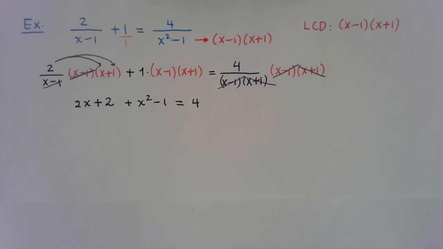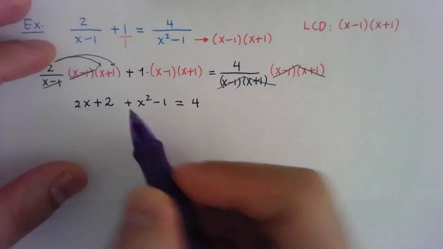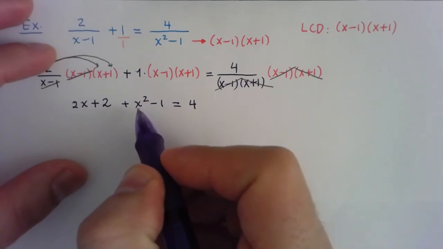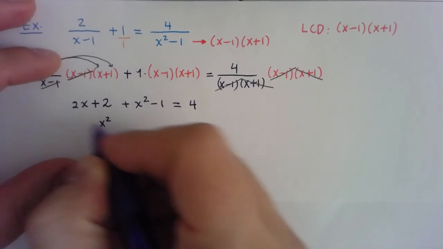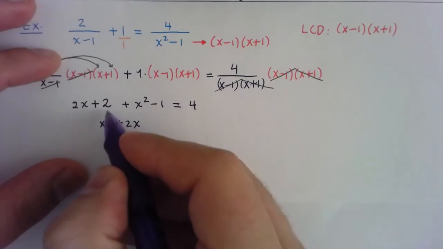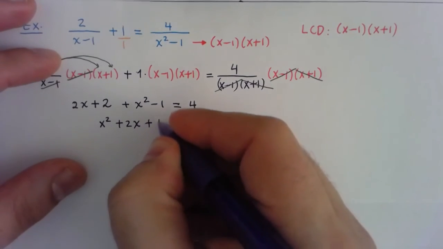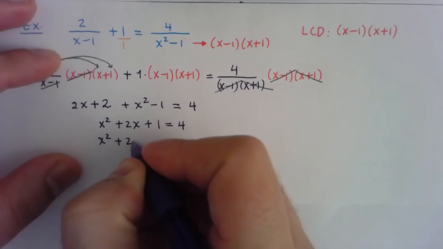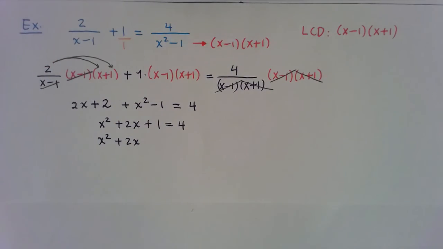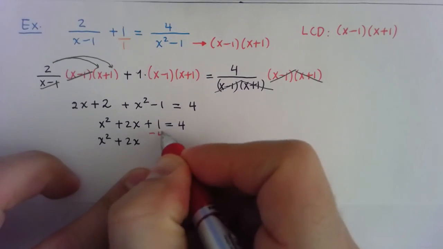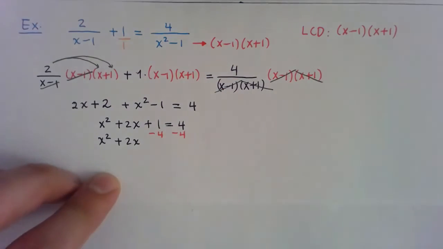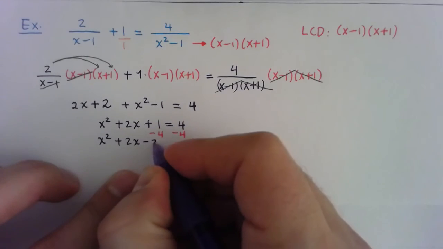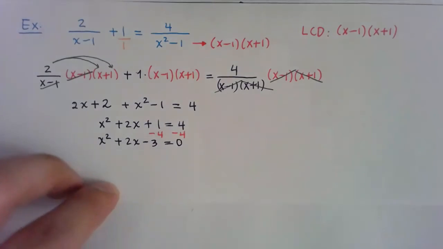Now you see that's a quadratic equation because it has an x squared. So let's combine the terms. We have x squared here, we have 2x here, and from 2 and minus 1 we have plus 1, equals 4. Then we have x squared plus 2x, and you can subtract 4 from both sides. That will make it x squared plus 2x minus 3 equals 0. Now that's a quadratic equation.